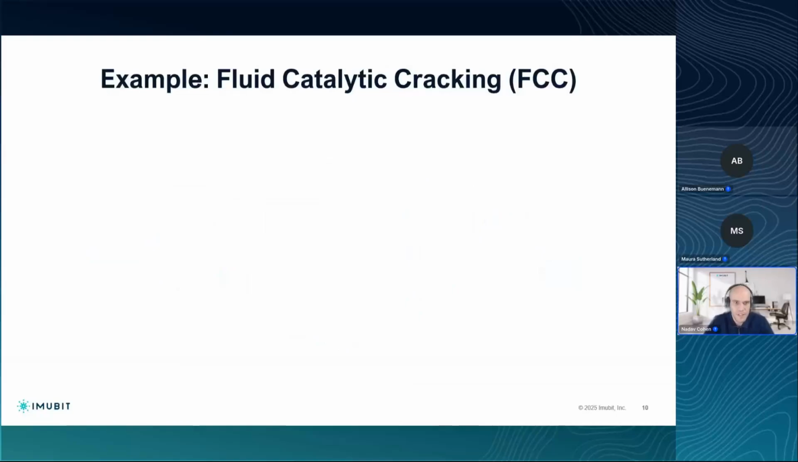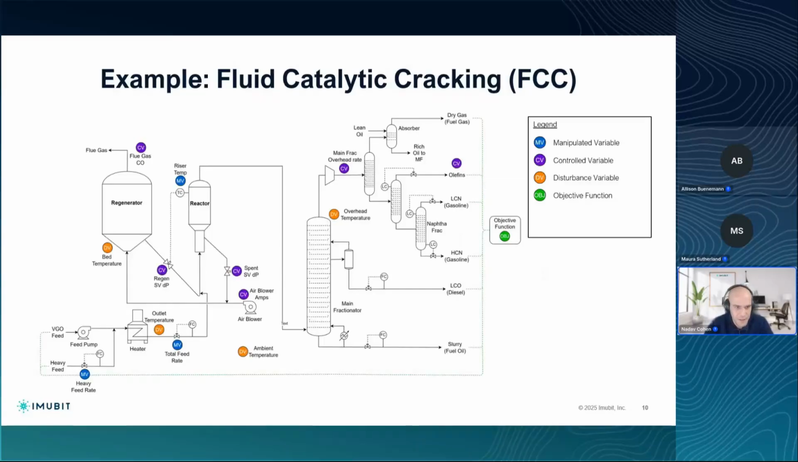An example of a system, this is from the world of refining and FCC, fluid catalytic cracking. Okay, so I'm not going to get into the details of the process. It has kind of three main areas: the reactor, regenerator, and the main fractionator. There are manipulated variables: heavy feed rate, total feed rate, and riser temperature. There are a number of controlled variables and a number of disturbance variables.